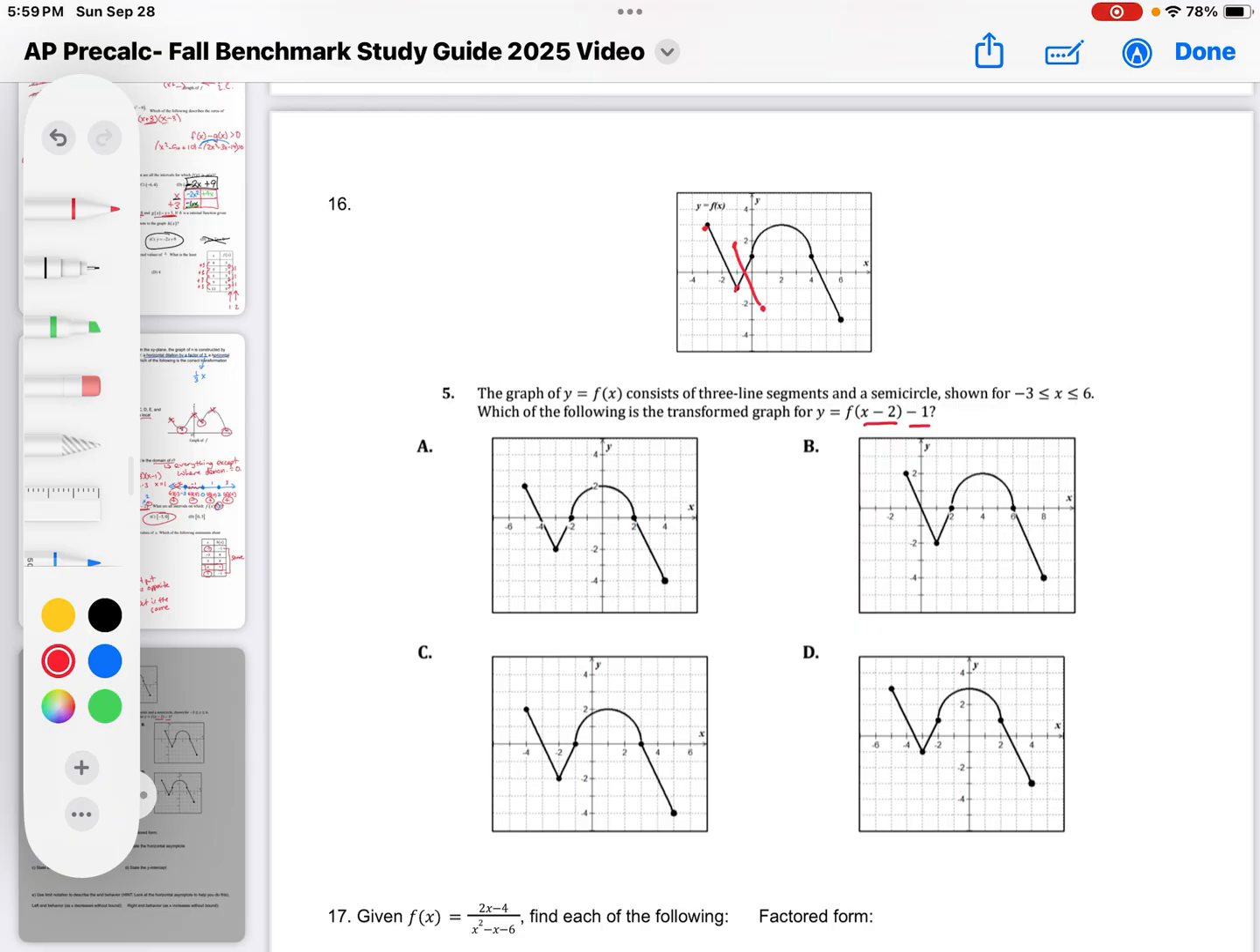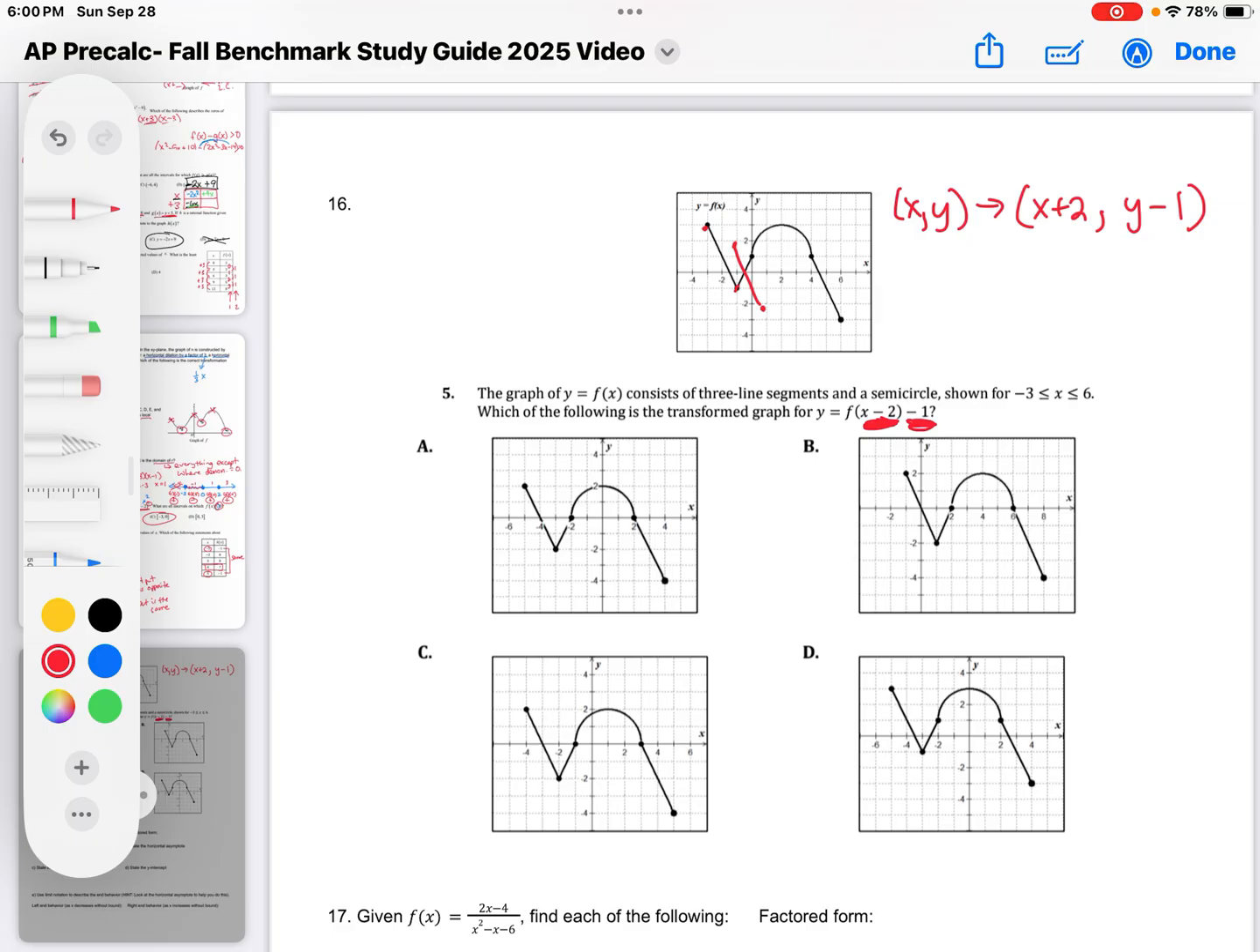Or another way you could do this is you could think of your coordinate rules. This is how I usually do it. If I know that I go right 2, I'll have my x and I'll add 2, because remember x does the opposite of what we think. And then y minus 1, because the minus 1 is a vertical movement.